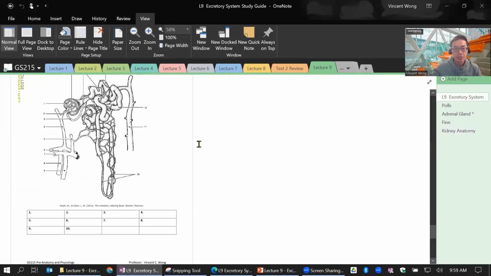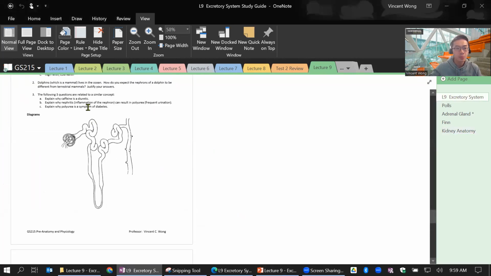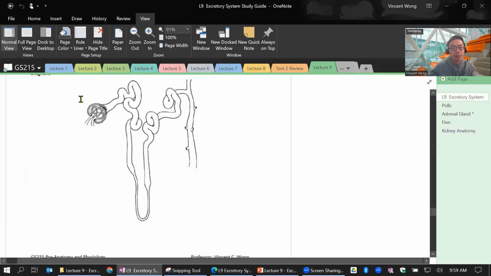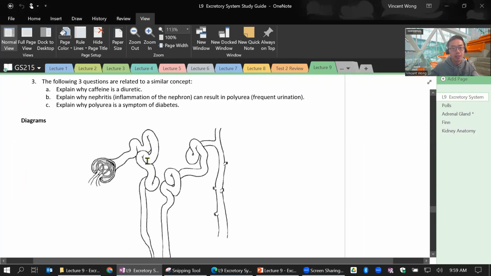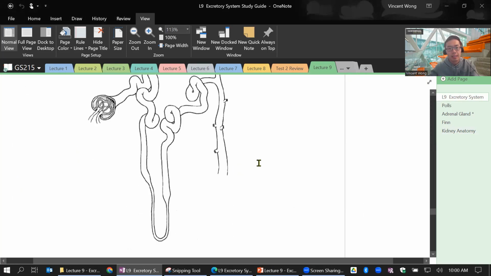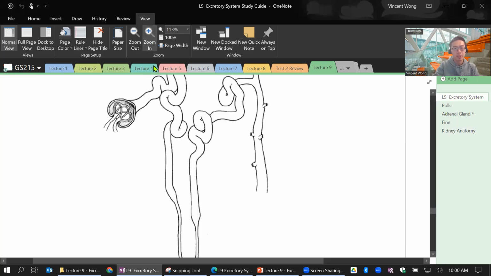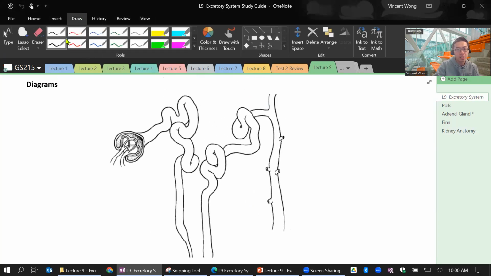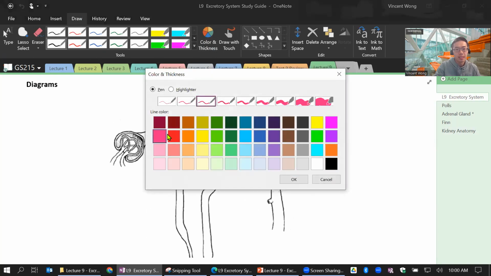Let's go back to our study guide here, and we'll label some of these things. Okay, so here is a simple nephron, right? We'll just label it one more time before we get to the complicated one. And I know it's a lot of repetition, but hopefully the repetition will help you.